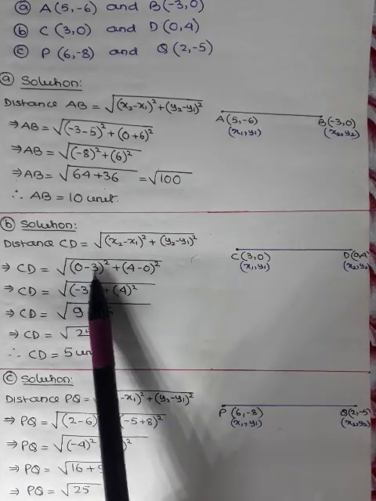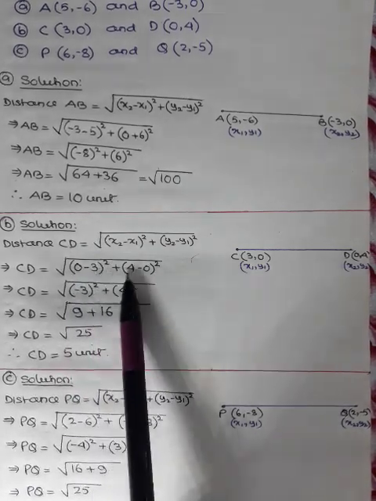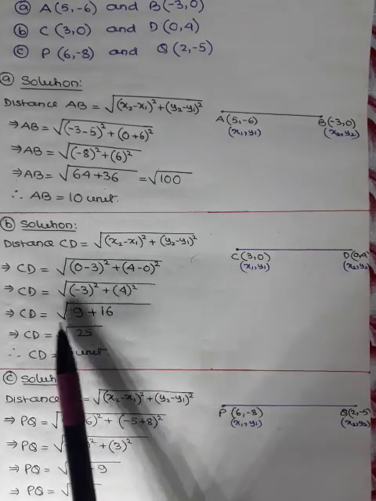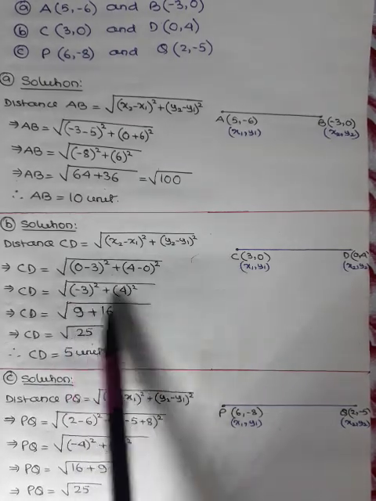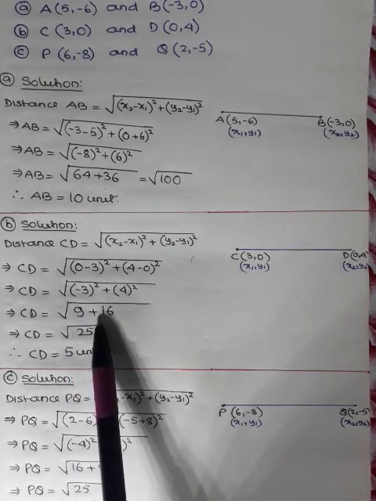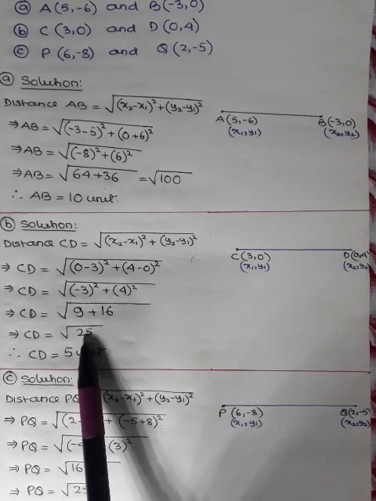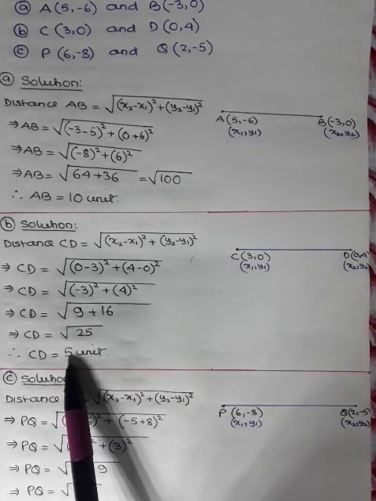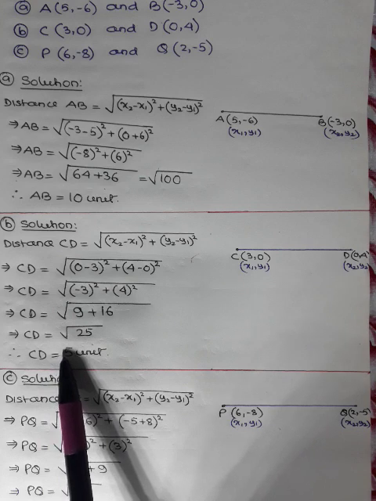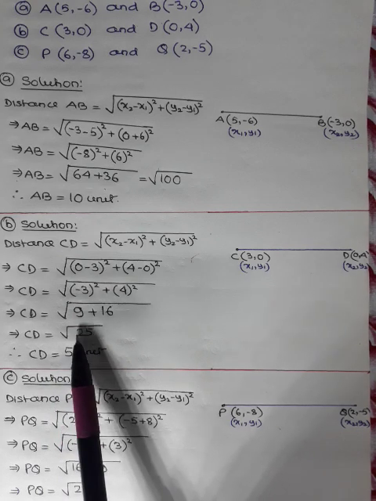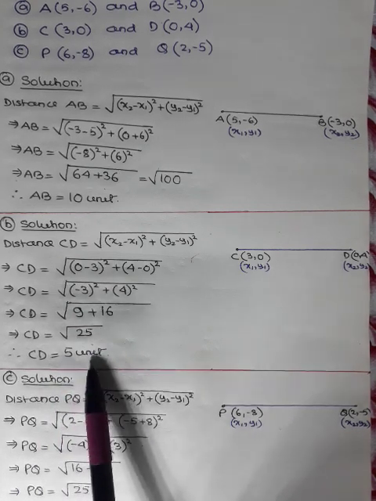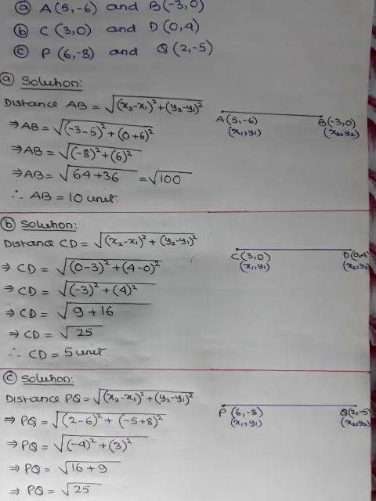Now 0 minus 3 whole square is equal to minus 3 whole square. 4 minus 0 is equal to 4 whole square. So minus 3 square is 9. 4 square is 16. So 9 plus 16 equal to 25. So that means root of 25 is 5. See, here I have taken only the positive sign. Why? Because distance can never be negative, and you must write the unit here.